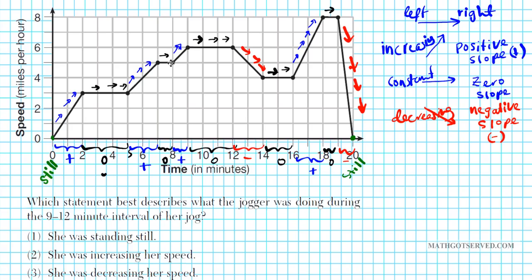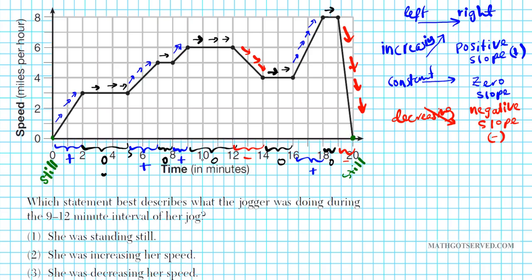So anywhere you have the blues with a positive slope, your speed is increasing. Anywhere you have the blacks, this flat line, your speed is constant. And anywhere you have the reds, the negative slope, your speed is decreasing. Okay? So don't forget that. Positive slope increasing, 0 slope constant, negative slope decreasing. Okay?